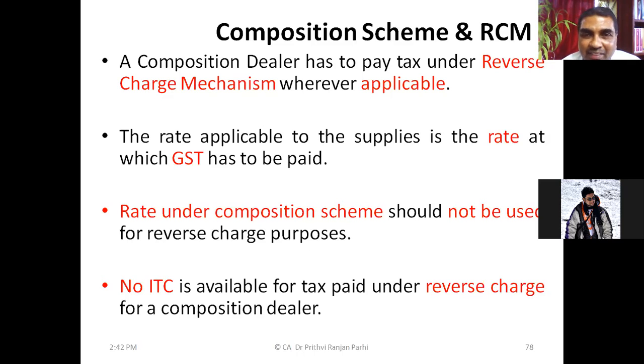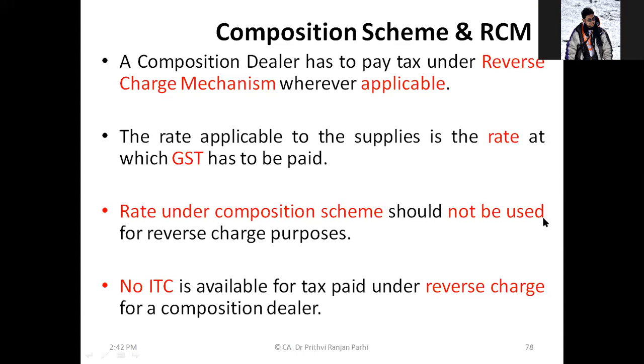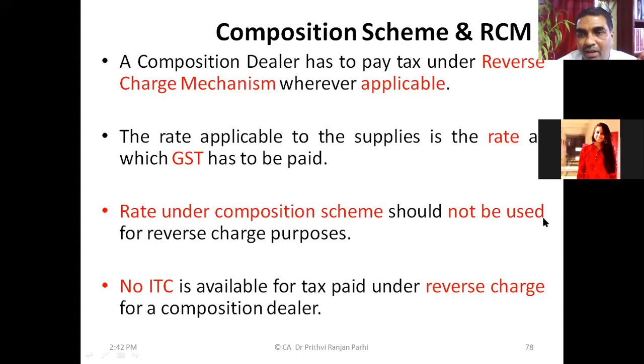Who can explain to me what is RCM? Sir, in general, the seller collects the GST from the customer and gives it to the government. But in case of RCM, the customer has to pay the GST to the government. Customer has to pay. Okay. Who is replying? Aditi. Okay, Aditi, good. Answer is right.